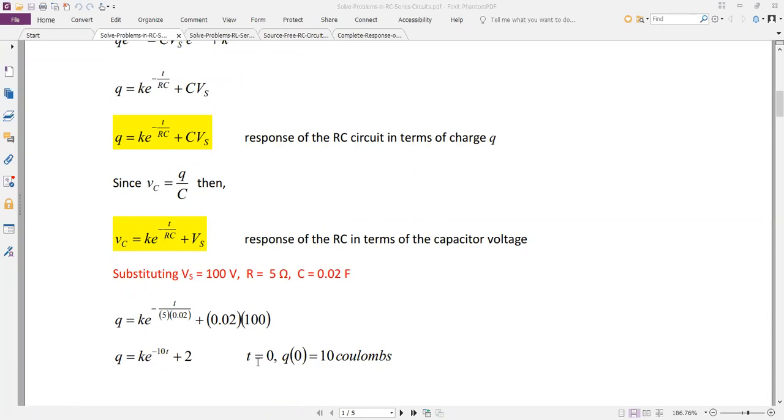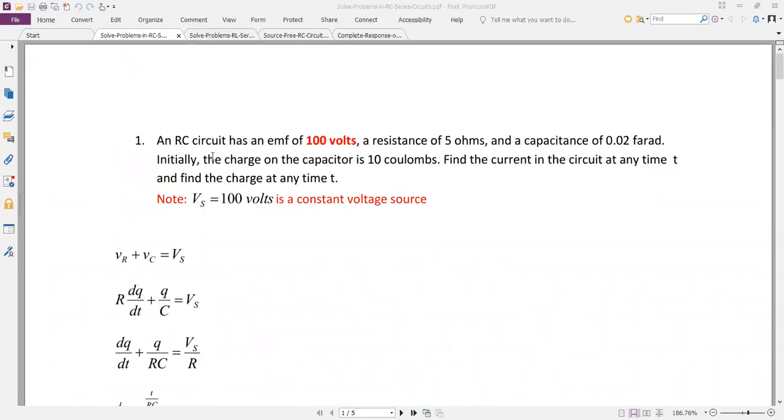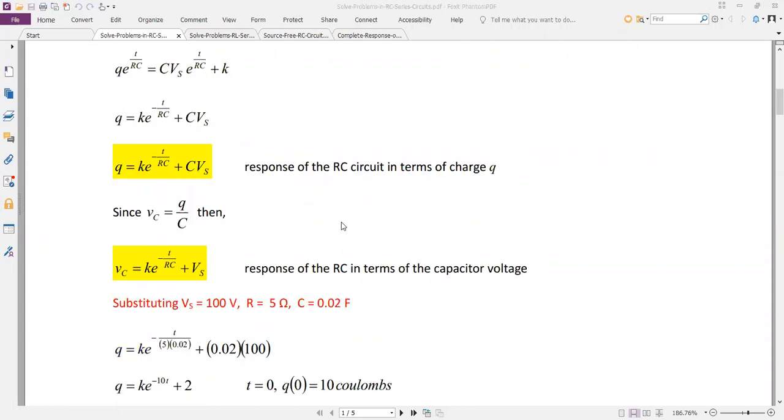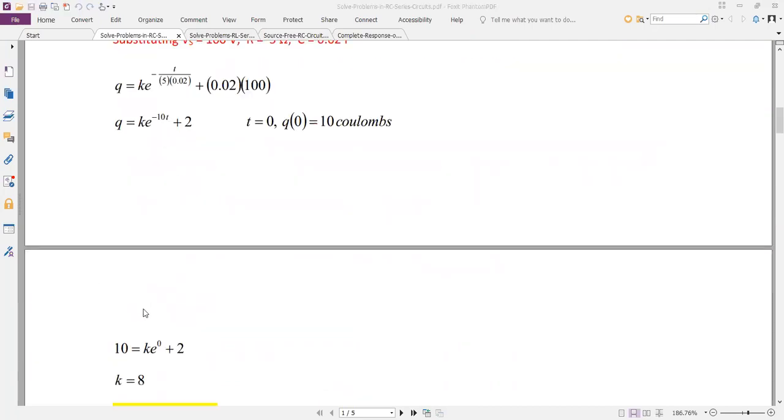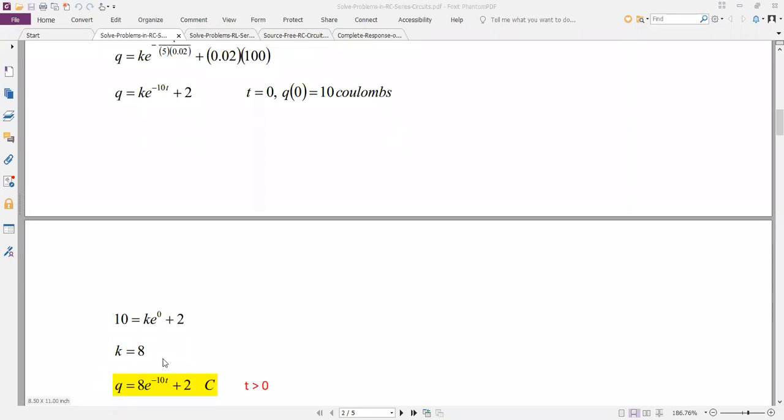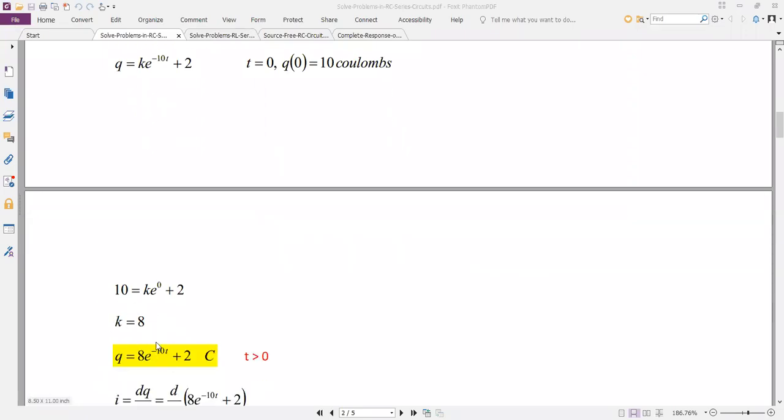At time equal to 0, your Q sub 0 is 10 coulombs. It's stated in the problem that initially the charge in the capacitor is 10 coulombs. So if you substitute the T here, which is 0, and you have 10 in here, you will have a value of K which is equal to 8. In this case, class, this K here should be K over C. So there should be a change in here. This 8 is K over C.